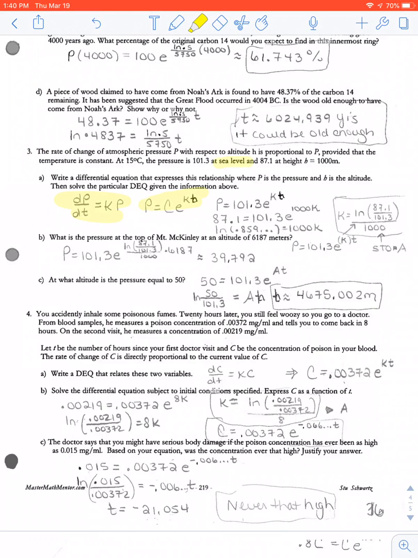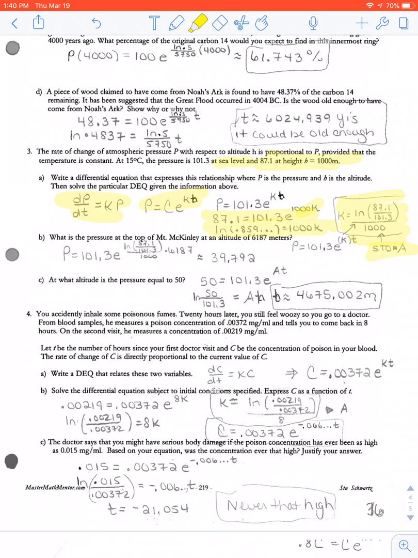Then I'm going to use the second point. When the height is 1,000, or when the altitude's 1,000, then the pressure is 87.1. Okay, so I put in 87.1 for P. I'm putting in 1,000 for the t, which would be the altitude. I have to divide both sides by 101.3, and then I can take ln of both sides, because ln times e to the 1,000k will just give you that exponent of 1,000k. And then k is going to be this number that I definitely want to store in my calculator because we don't want to round it.